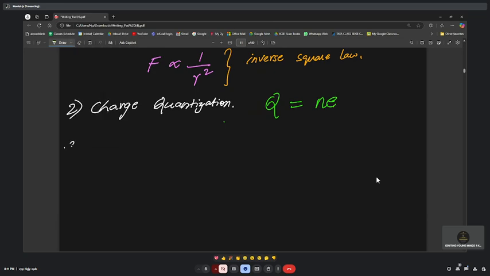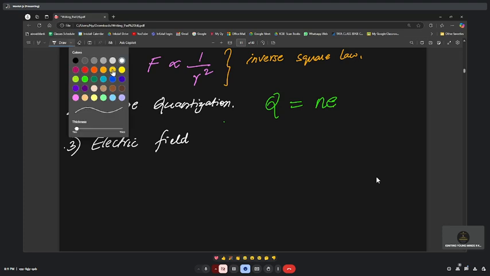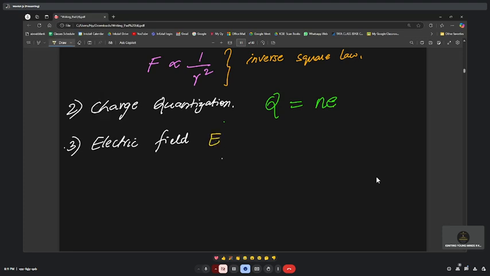The third concept that we learned was electric field. So we saw what electric field was. Electric field was given by the letter capital E. We said electric field is defined as the force acting per unit charge. You can write F upon Q, or it can also be expressed as F upon Q naught. So that's the formula for electric field.